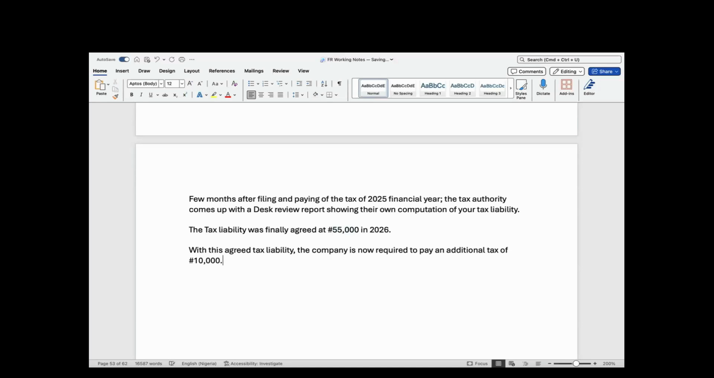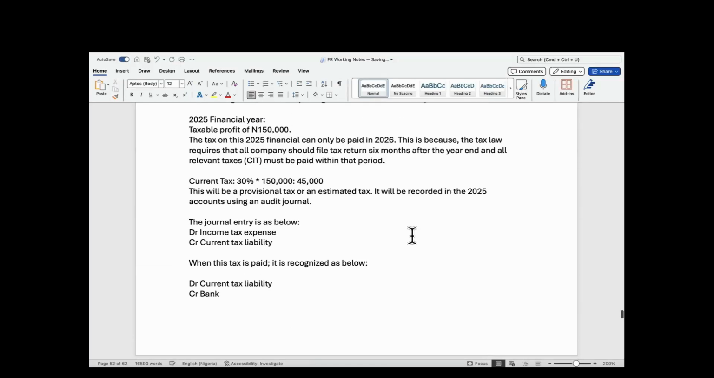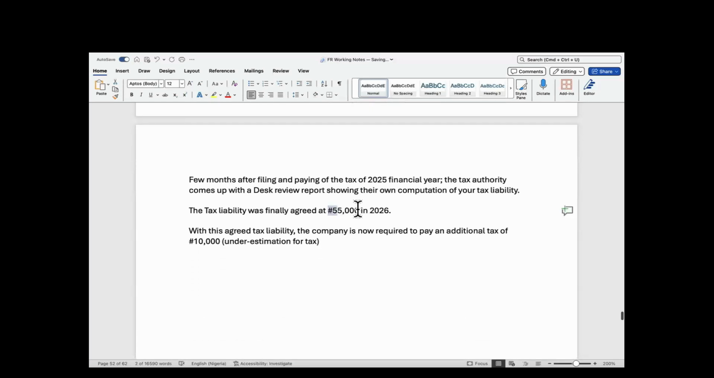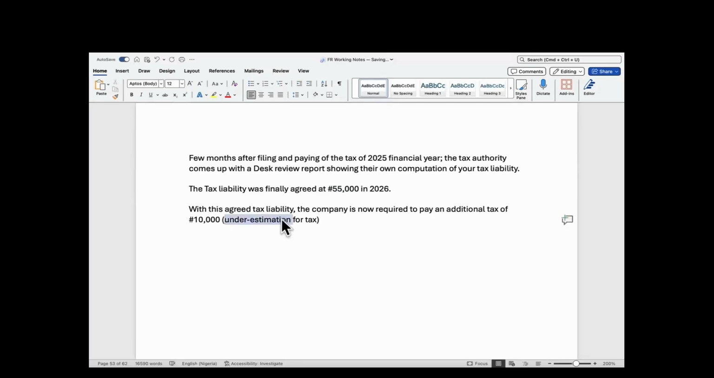So now, this 10,000 naira, you as accountant, we call this an underestimation for tax, or under provision for tax. Remember, I told you that the tax that you have computed or your tax consultant has computed is a provisional tax or an estimated tax. So the real tax is the one you agree with the tax authority. On the basis of that, we would know whether we had underestimated or overestimated. In this case, we had underestimated.